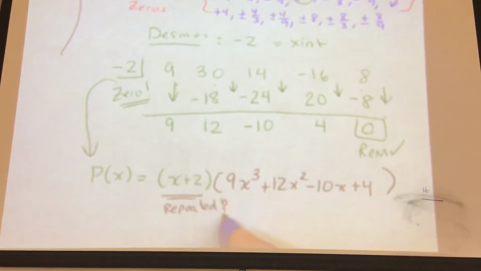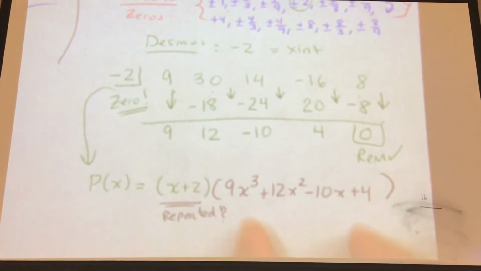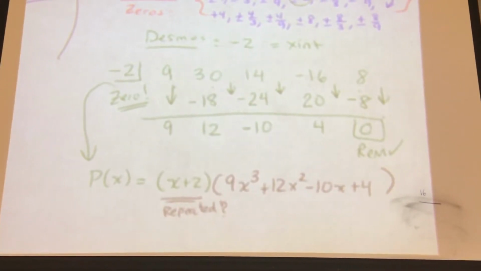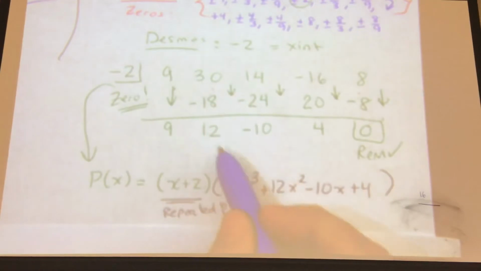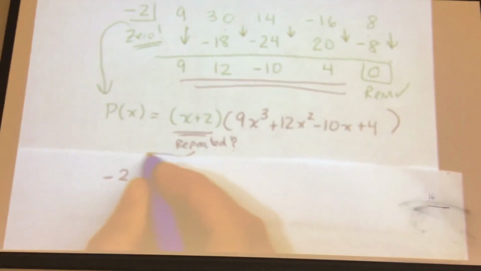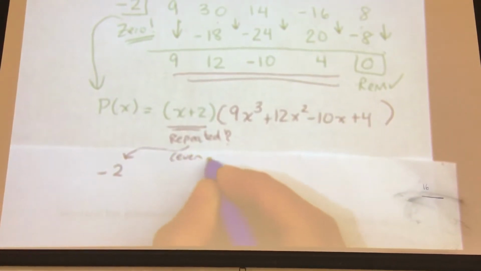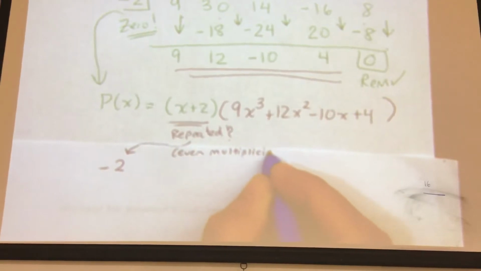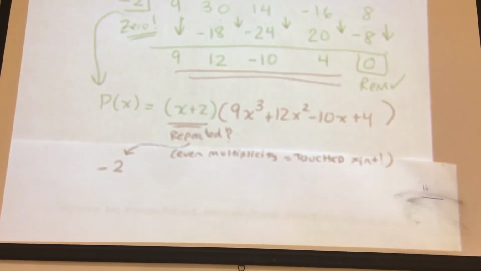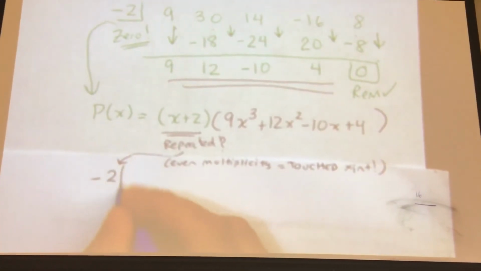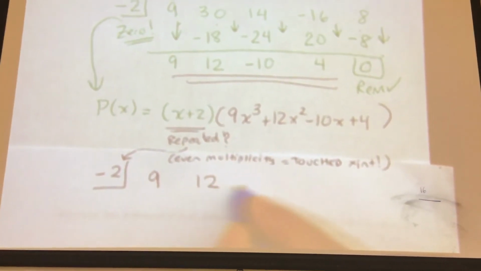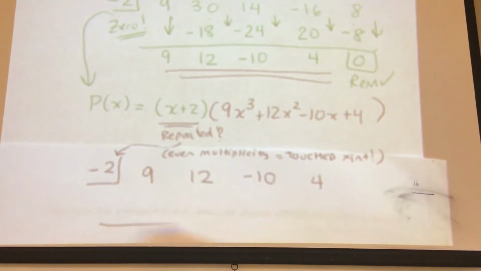Well, if this was a repeated 0, then wouldn't x plus 2 have to go into this piece? Right? So what could I do? I could do synthetic division again. But this time, on the new guy. So here I would take my -2 again, since we think it's repeated. It had an even multiplicity because it touched and turned around. It touched at the x-intercept. It didn't go through. I'm going to do -2 into what I just got as my next factor, right? 9, 12, -10, and 4.